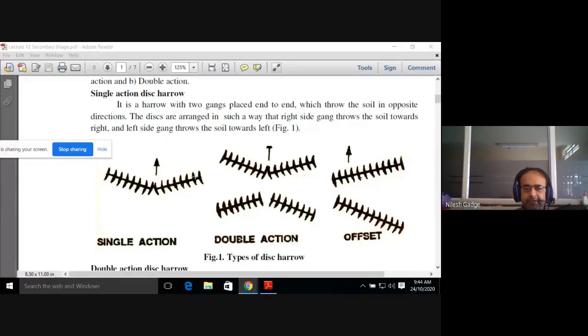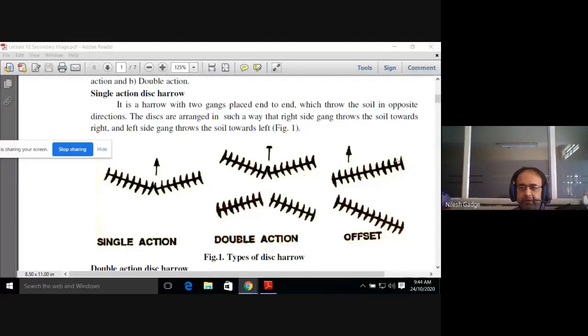तर सिंगल ऍक्शन मध्ये तुम्हाला दोन गँग दिसतात, लाईन ऑफ द पूल इज ऍट द सेंटर. ओके, आणि आता डबल ऍक्शन मध्ये तुम्हाला नंबर ऑफ गँग्स किती दिसतात, 4 असतील किंवा 6 असतील. पेअर मध्ये बघा, ही एक पेअर, ही दुसरी पेअर, नंतर तिसरी पेअर वगैरे असं असेल. लाईन ऑफ पूल इज ऍट द सेंटर.